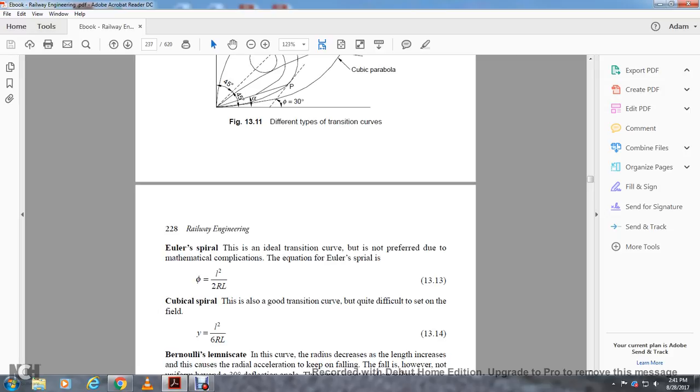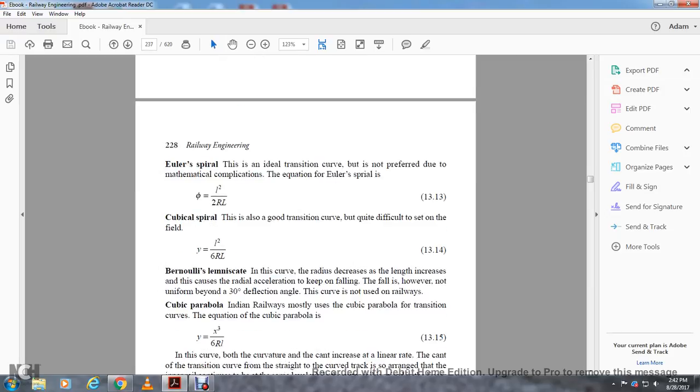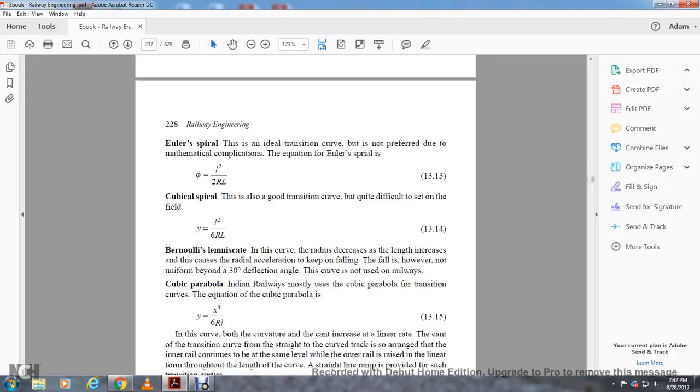Cubical square spiral. This is also a good transition, quite difficult to set on the field. Y is equal to length squared divided by 6RL. Bloss's lemniscate curve, with its radius described by the length, has an increase because of the rate of acceleration, keeping the fall, however not uniform beyond a 30-degree deflection angle. The curve is not used on railways.